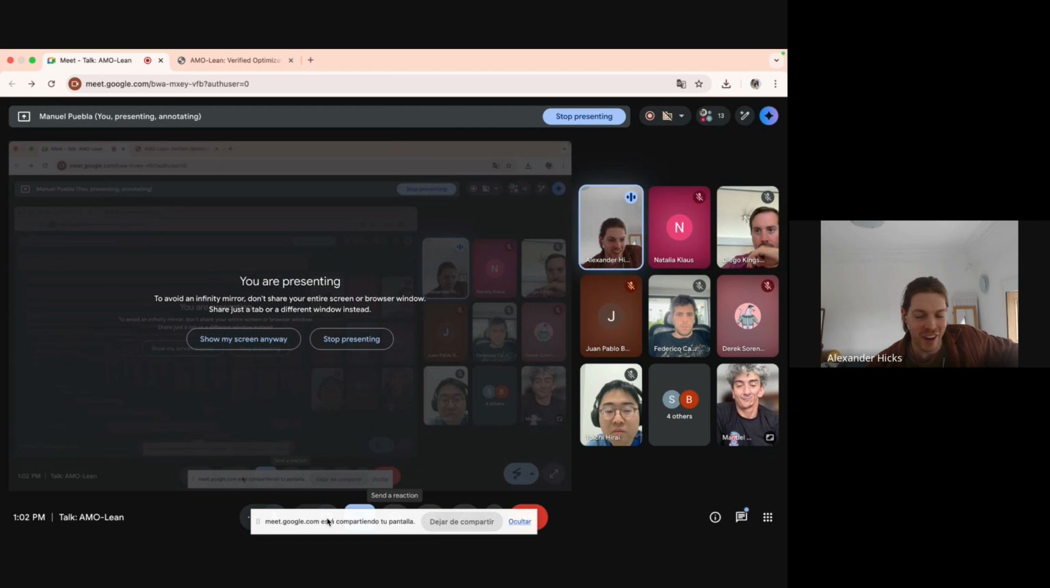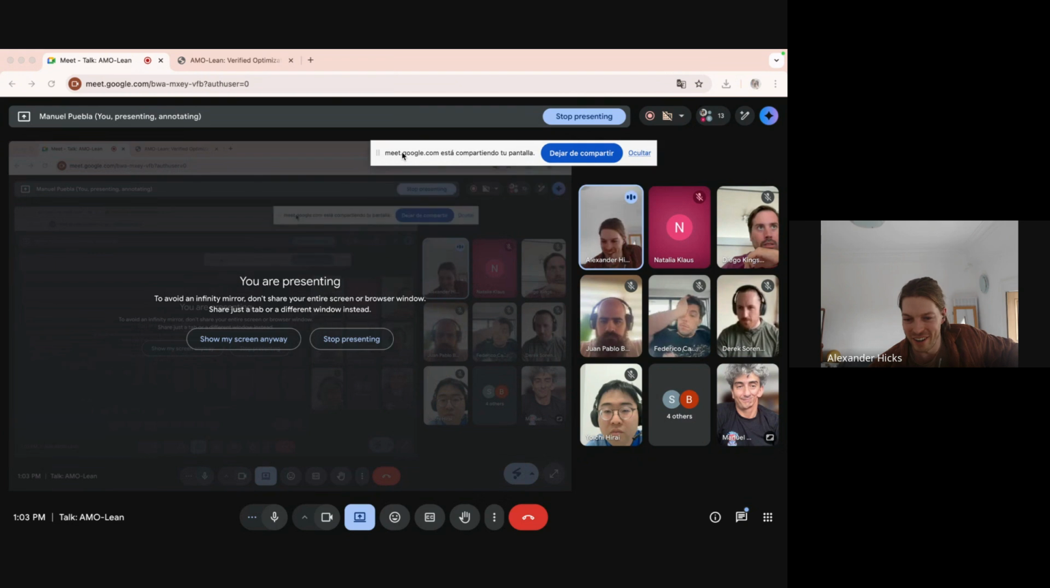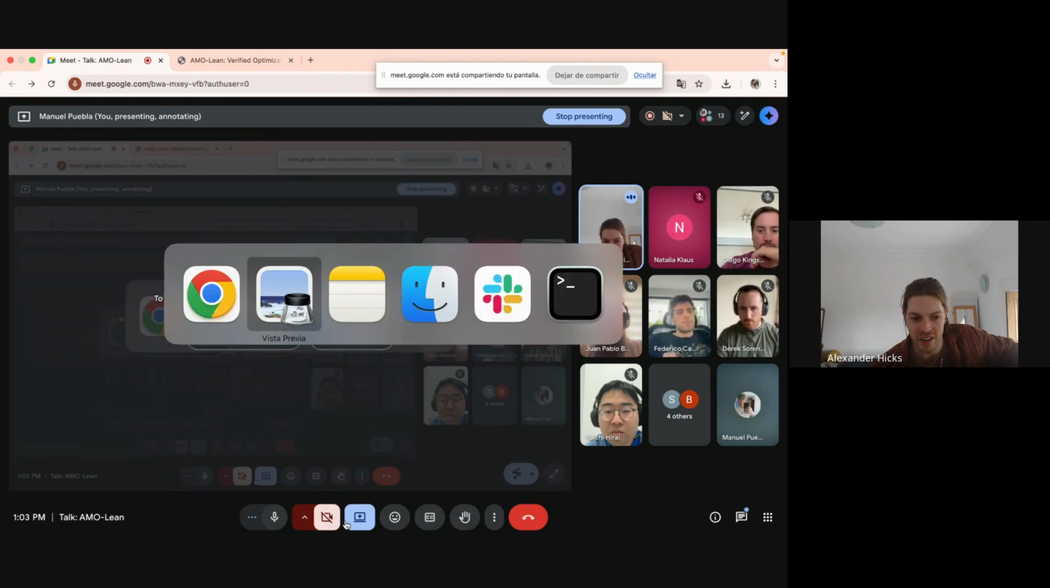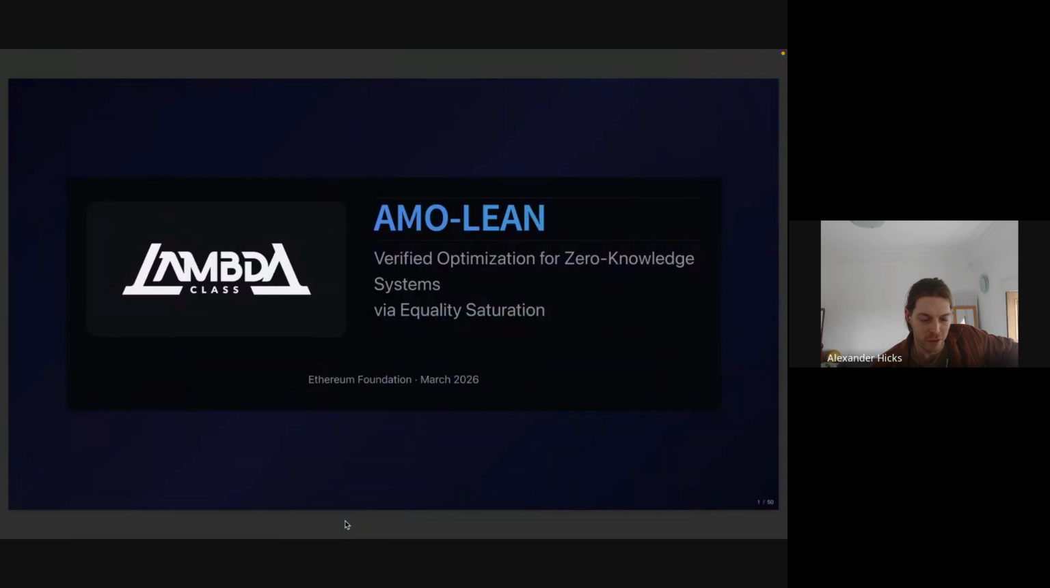Thanks, Cody. Okay, so today's talk is by Manuel from LambdaClass, and I think it's one of the first forays of LambdaClass into Lean and formal verification. So Manuel is going to talk to us about verified optimizations for zero-knowledge systems, and I'll let Manuel take it from here and put a link to the blog post about this work in the chat.